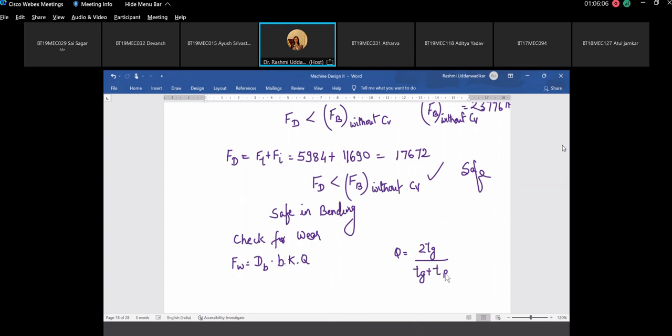For getting the value of K, give me the value of Q first and I'll tell you what. Give me Q. 1.71. Right, Shravya?